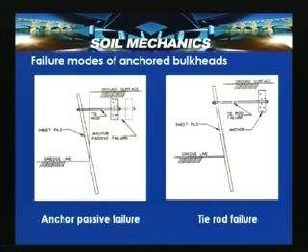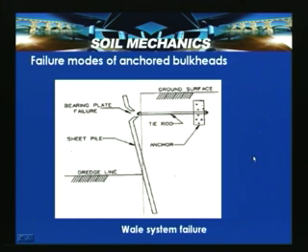So, this is a tie rod failure which is shown here, but here the anchor actually has adequate resistance, but the tie rod has very low strength, then tie rod failure can occur. Another mode of failure is called whale system failure, where the entire system is adequate, but if a bearing plate failure occurs at this point, then we have a possibility of failure, which is also called whale system failure.